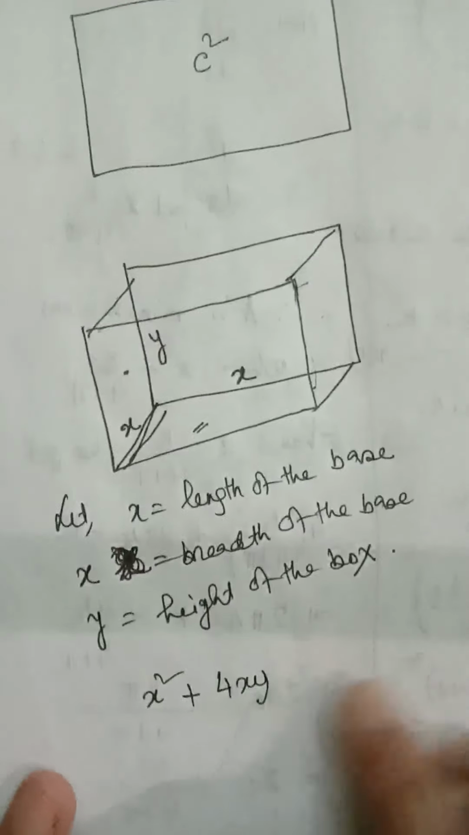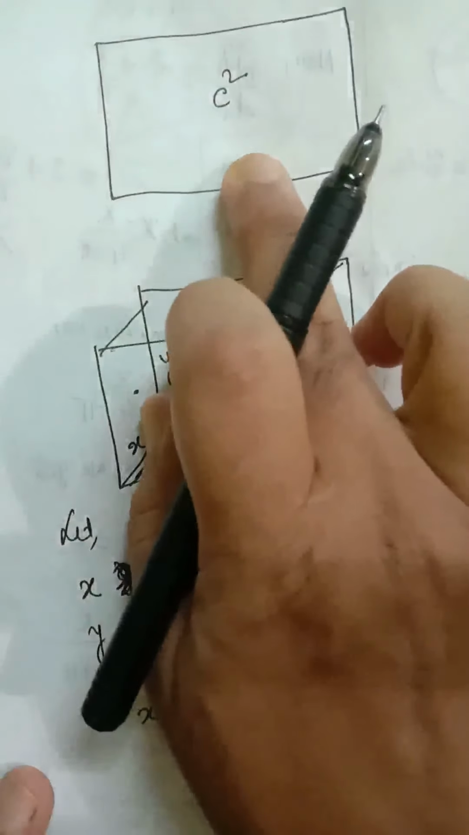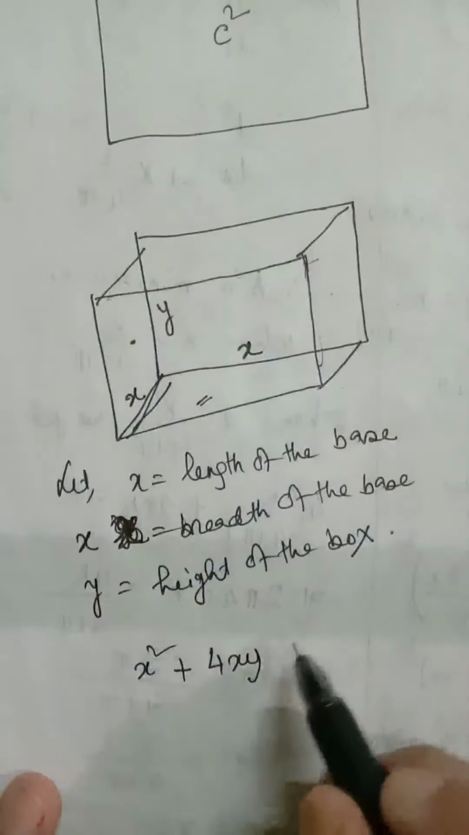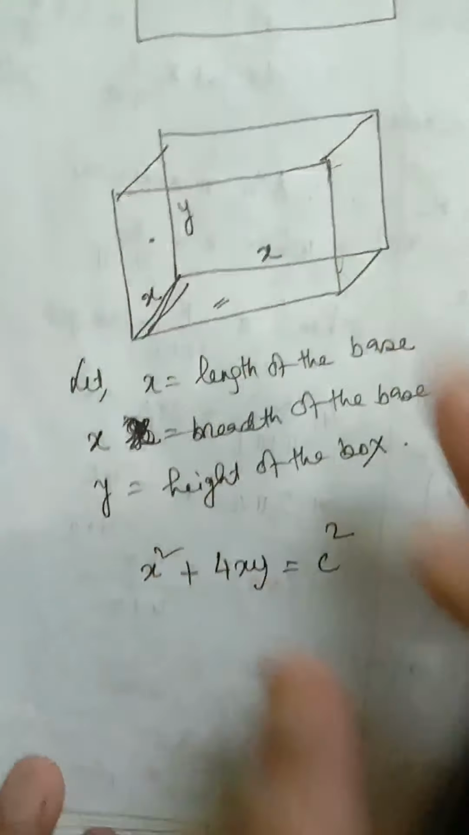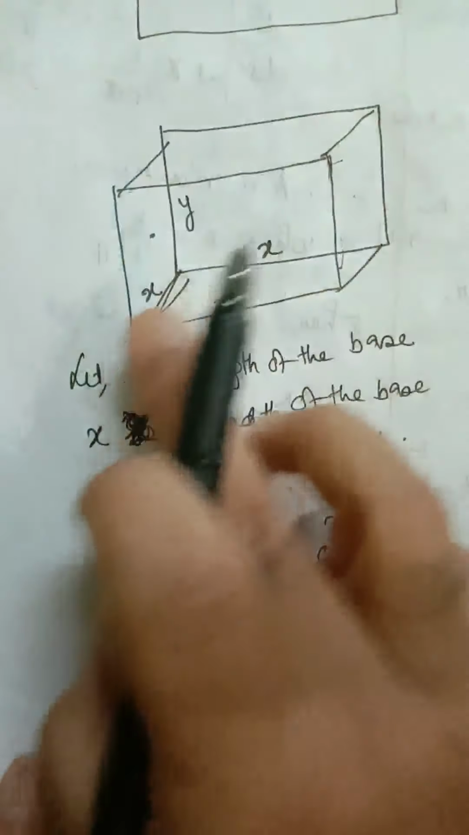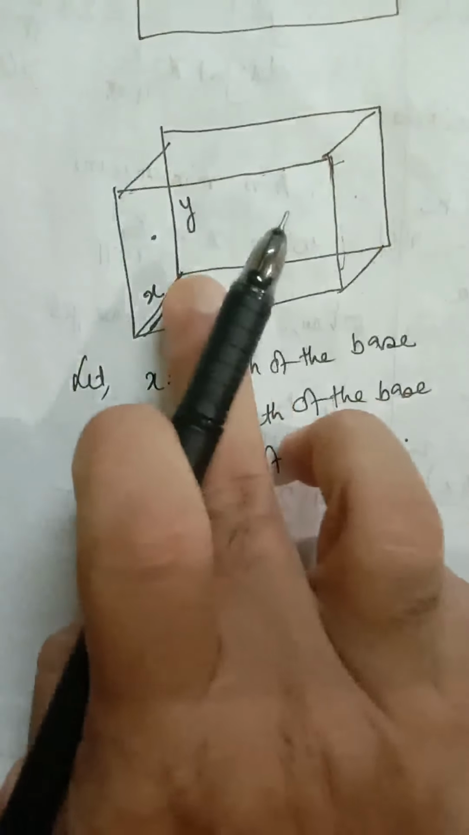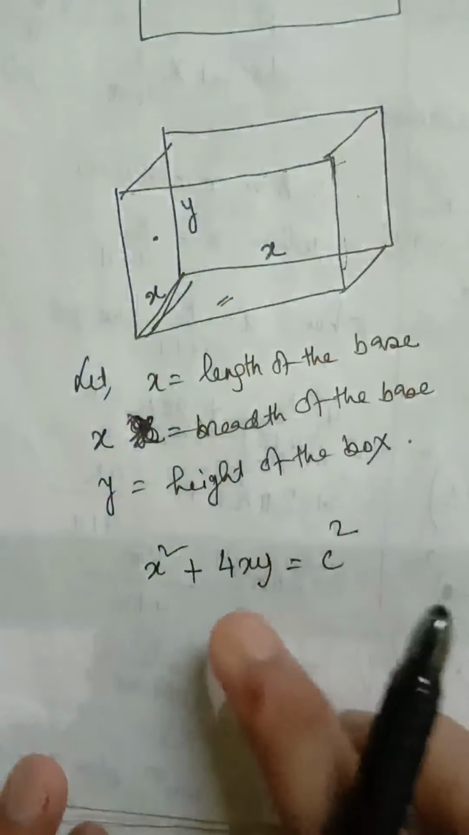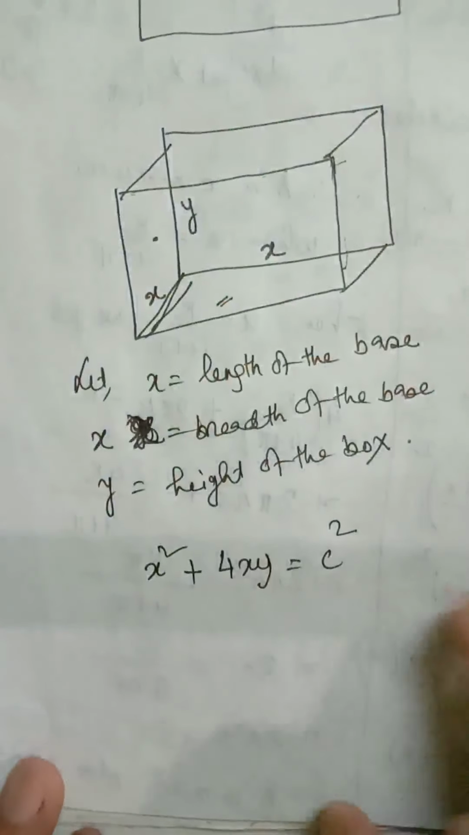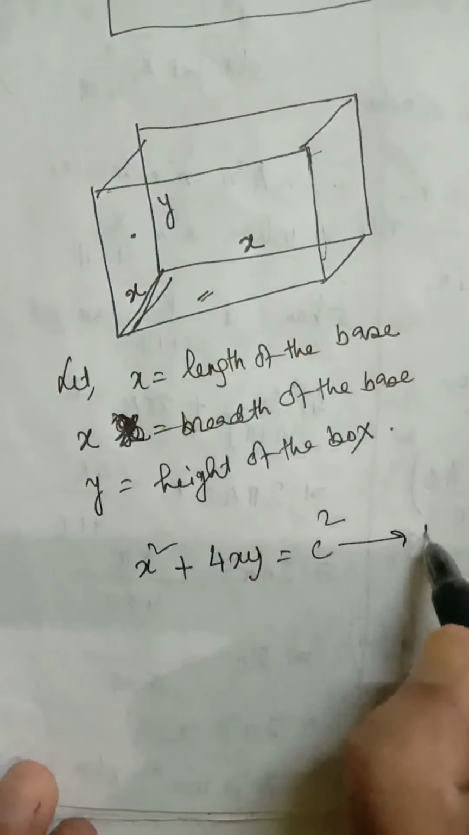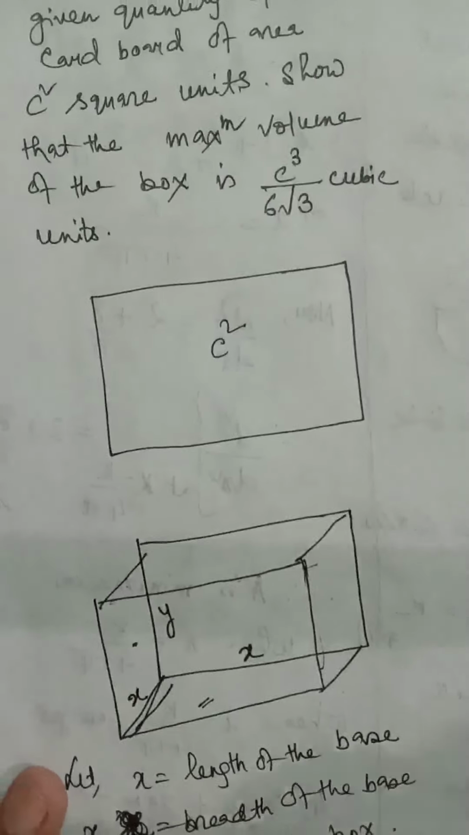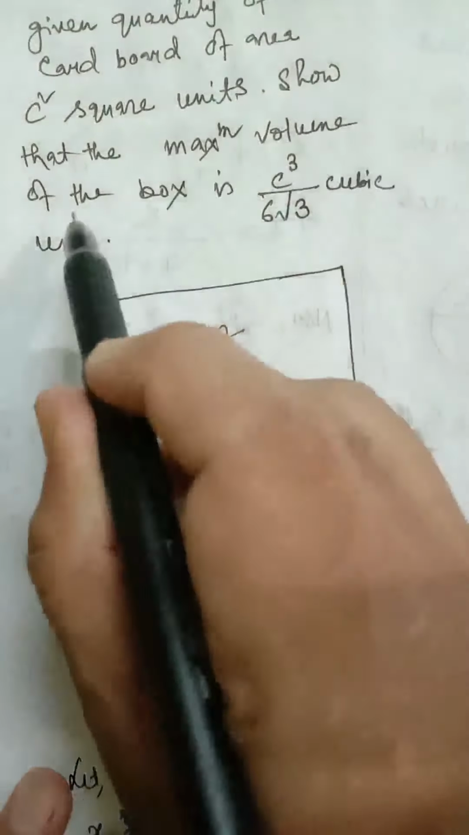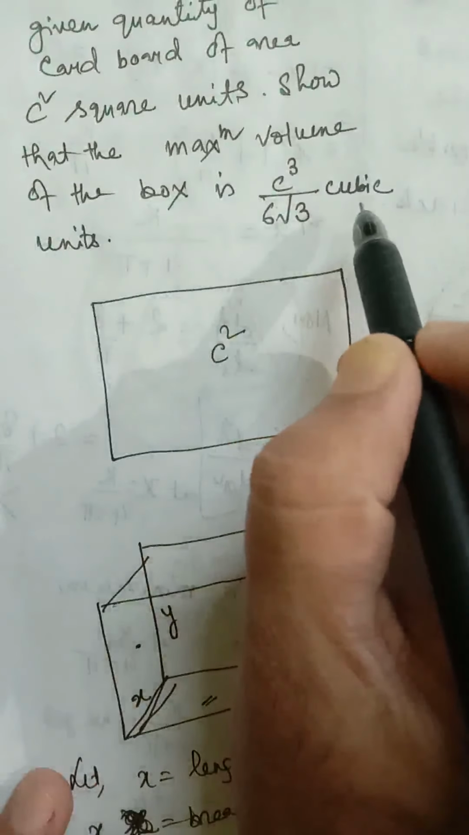Now what is the given quantity of cardboard? It is c square. So the area of the cardboard used to form the box is equal to the total surface area of the box. Base x square, area of four lateral sides 4xy. So x square plus 4xy equals c square. And what we have to show? We have to show that the maximum volume of the box is this.